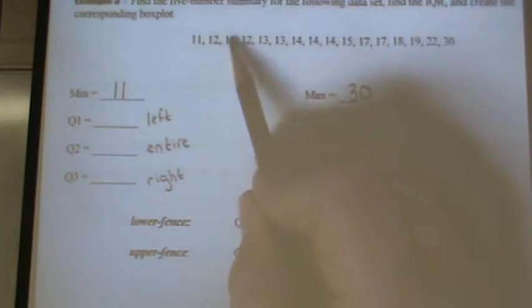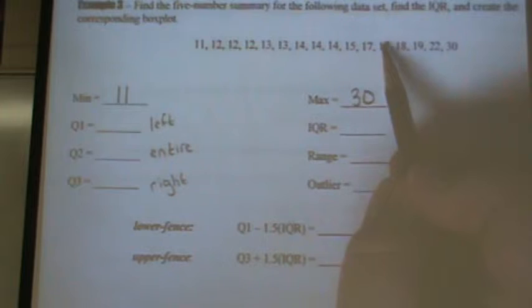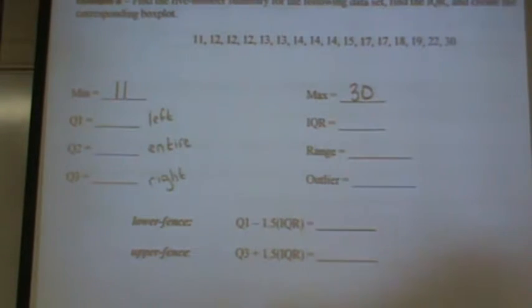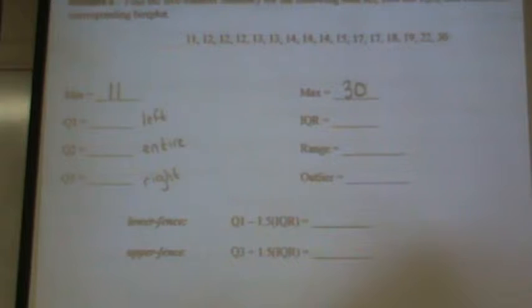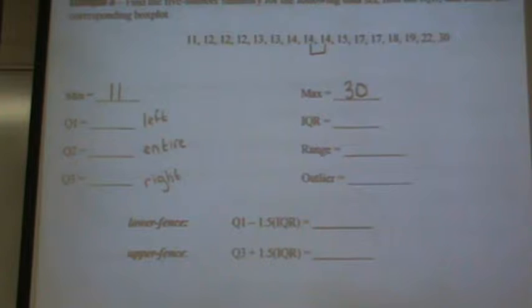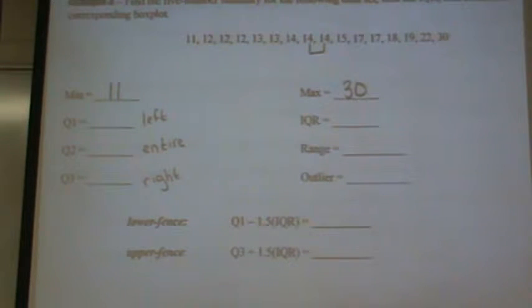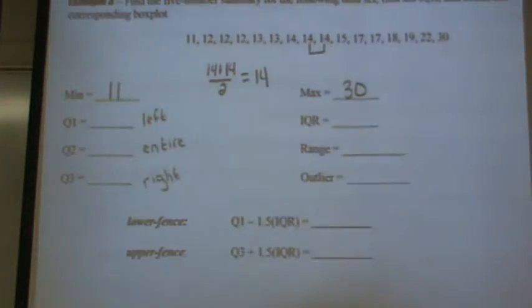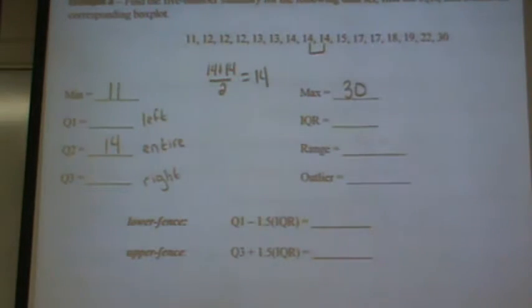And we have 1, 2, 3, 4, 5, 6, 7, 8, 9, 10, 11, 12, 13, 14, 15, 16 values. So between both the 14s. We know that we're going to have to average our two middle numbers because we have an even number in our set. And these two 14s are our two middle numbers for the entire set. So we're going to have 14 plus 14 divided by 2, which just equals 14. So our median for the entire set, or our Q2 value, is 14.